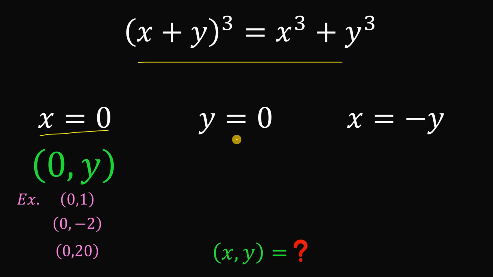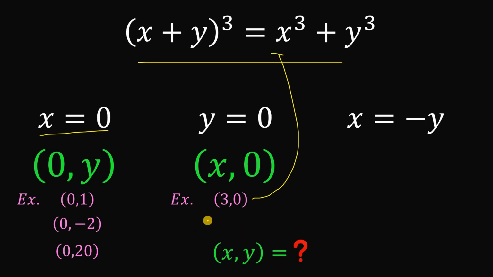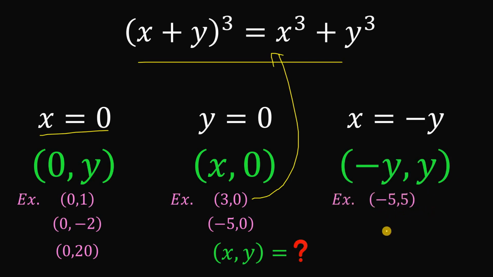Another case is when y = 0. So we have an ordered pair (x, 0), any real number x, provided that y = 0. For example, we have (3, 0). This satisfies this equation also. Another is (-5, 0), and so on, as long as they are in the form (x, 0). And the third case is when x = -y. So our ordered pair here is (-y, y). For example, we have (-5, 5), (-3, 3), and (2, -2), as long as they are in the form (-y, y).